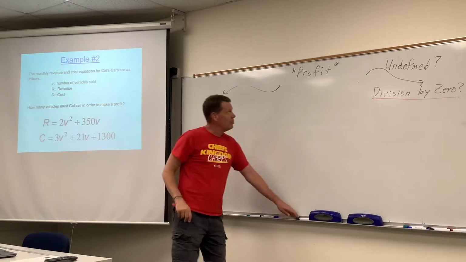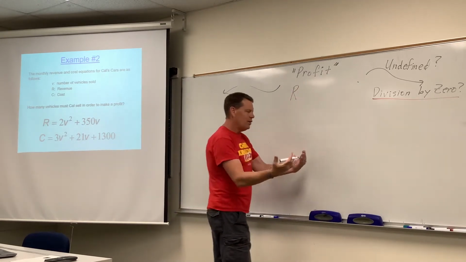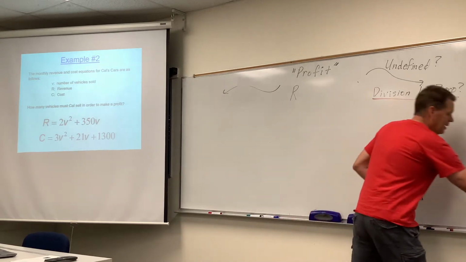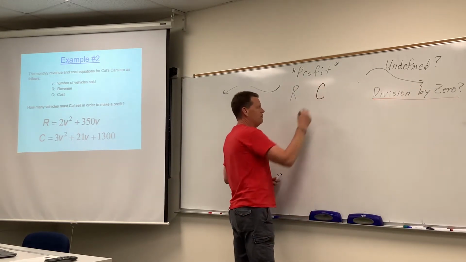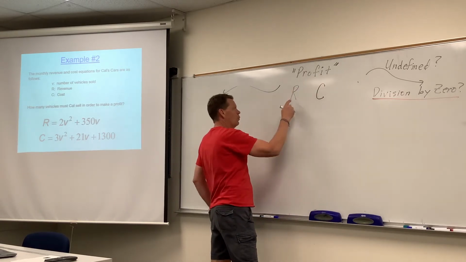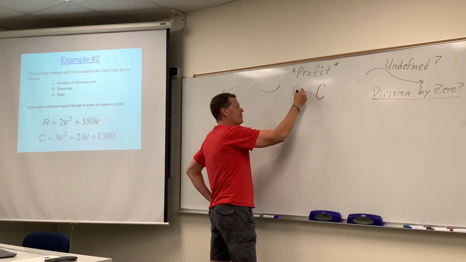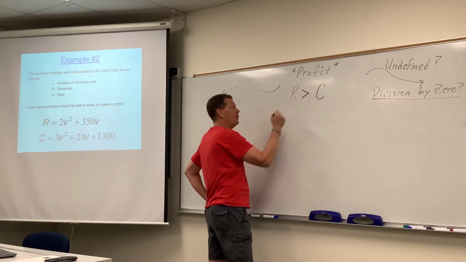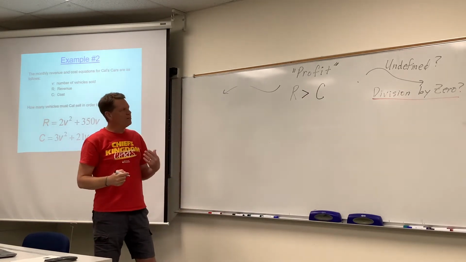So when you want to make a profit, revenue is the money that you bring in, correct? All right. And cost is the money that you spend. So if you're going to make a profit, wouldn't you have to make more money than you spend? In other words, doesn't the revenue need to be greater than the cost? That's what a profit is, to make more money than you spend.